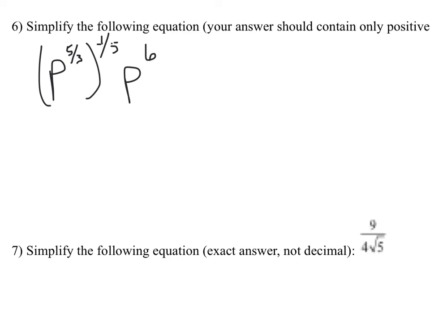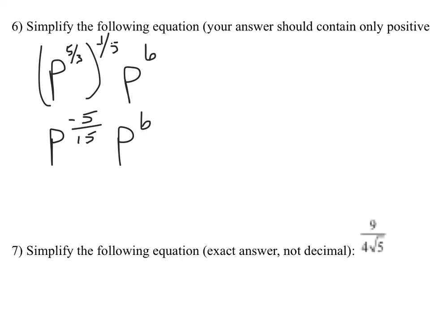All right, so problem number 6 should look familiar. This is p to the 5/3 to the negative 1/5 times p to the 6th. Okay, so the first thing we're going to do is take care of this p to the 5/3 to the negative 1/5. So we end up with p to the negative 5/15. And you can reduce that if you want to, but it's really not necessary. The calculator is going to do that for you anyway.